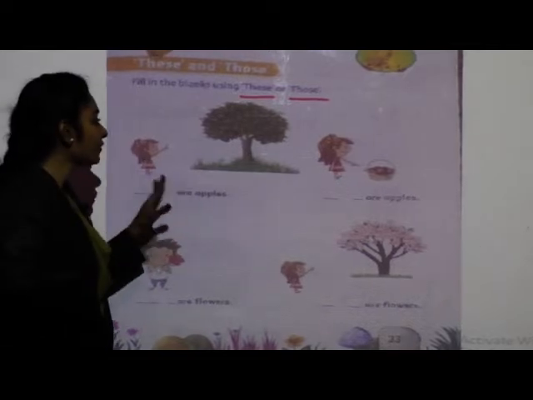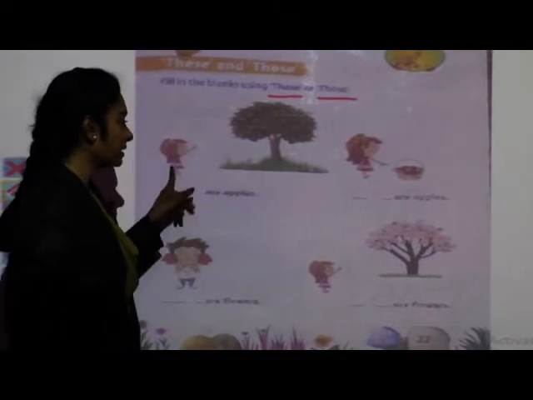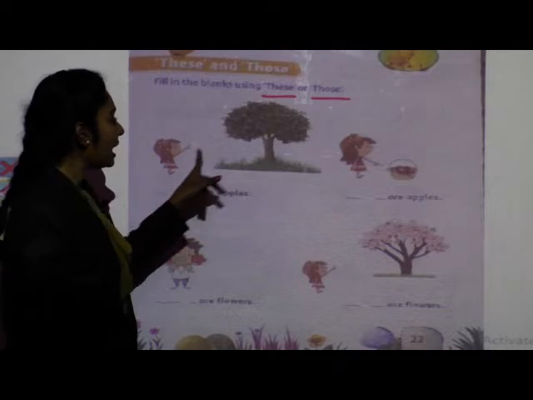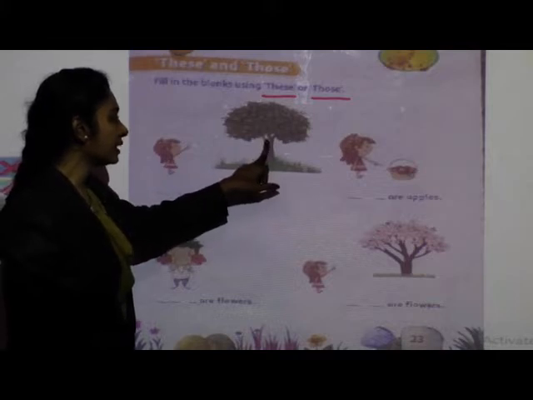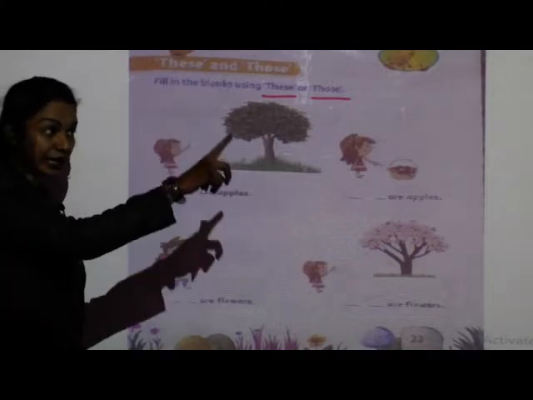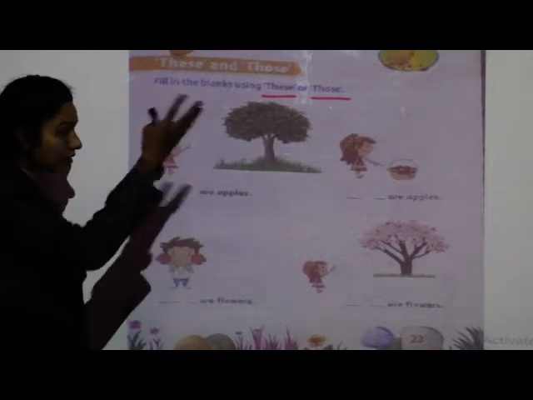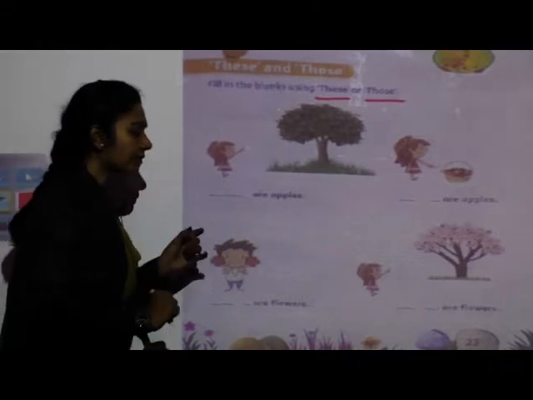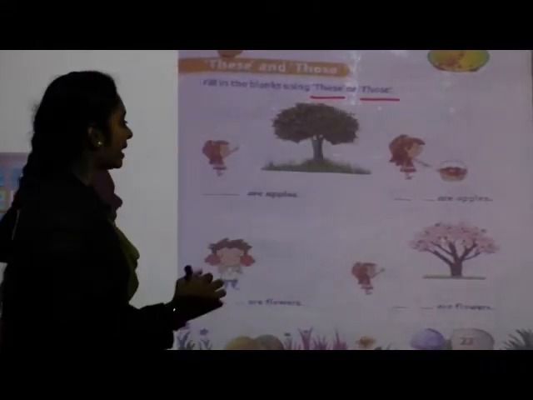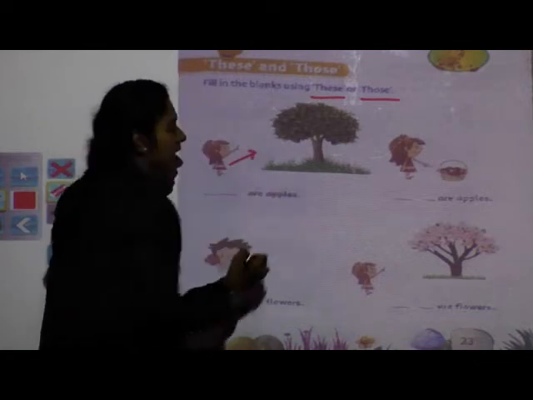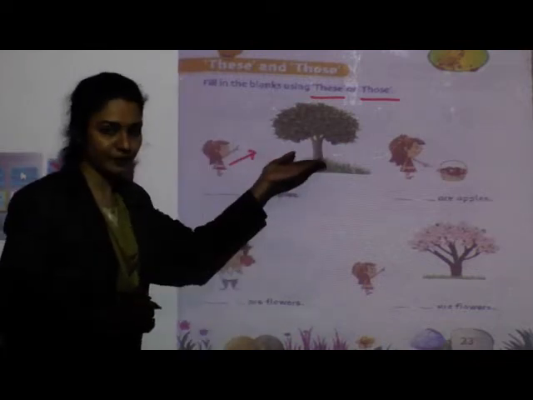Now children, if you see this picture, this is a girl. Okay? And here is one tree. Can you see this apple? In this tree, apples are there. Yes. Now she is pointing there. What is she doing? She is pointing to that tree and she is saying, "यहाँ पर apples है." So tell me, which word should we use? These or those? And if you see one more thing, the tree is far from her.